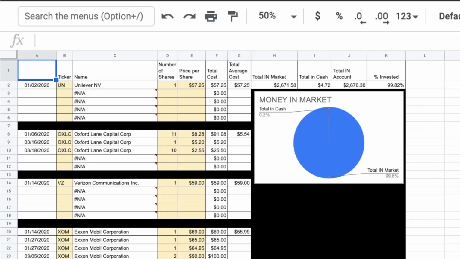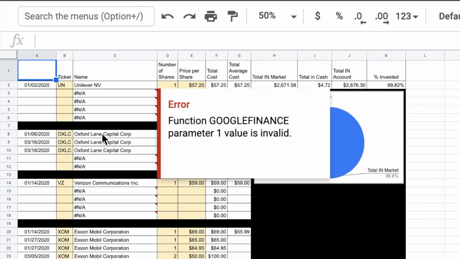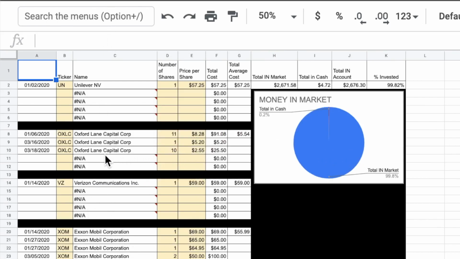Next, we'll go to the purchases. So in this section, I keep track of all the purchases I buy, so I can figure out what my average cost is per stock that I have, because as you buy them at different prices, your cost for that specific stock changes. So like here we bought this Oxford Lane Capital.